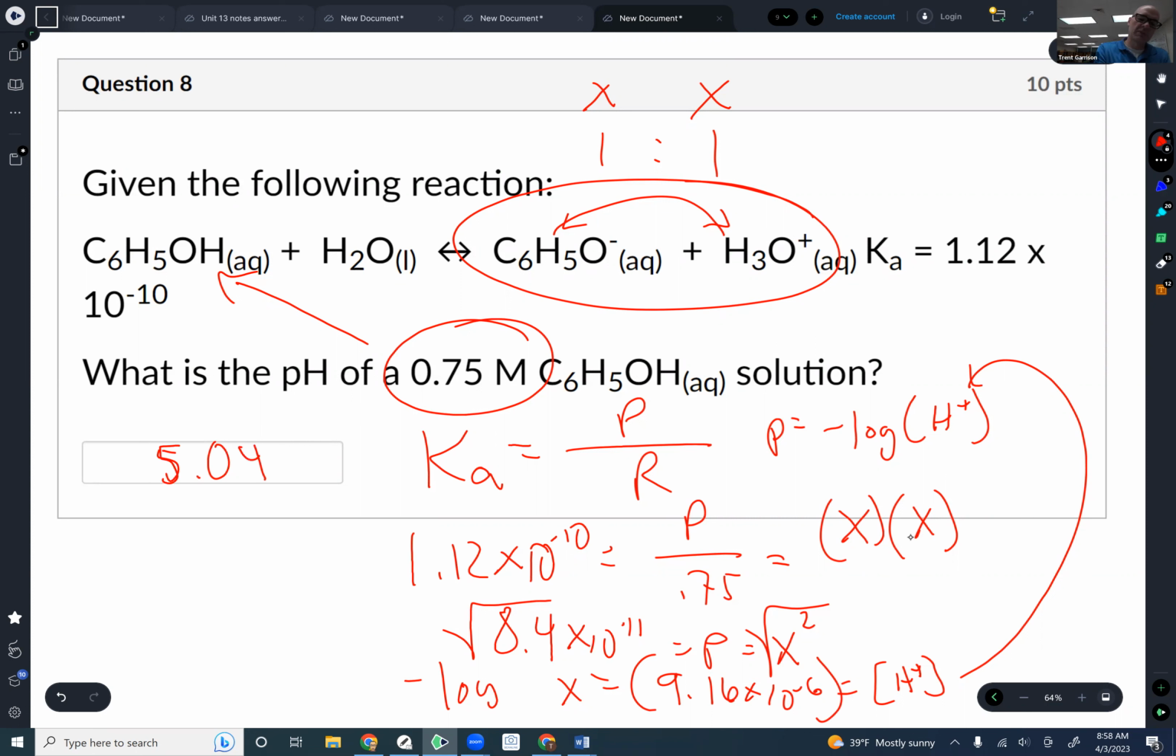Now, both of your problems solve the exact same way, even though the values are just slightly different. The setup for solving for them is exactly the same on both.